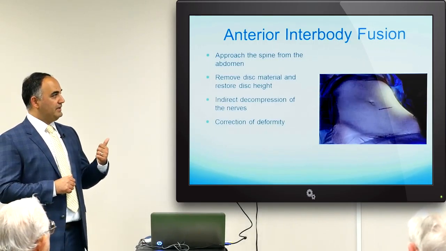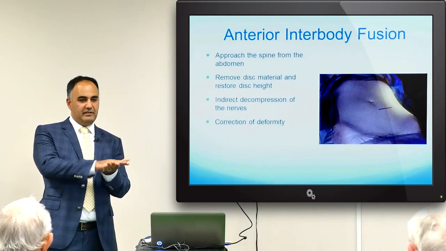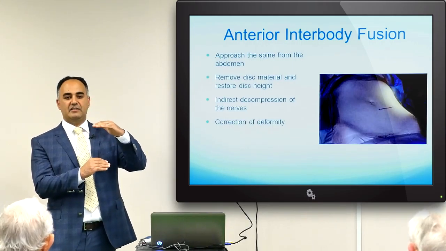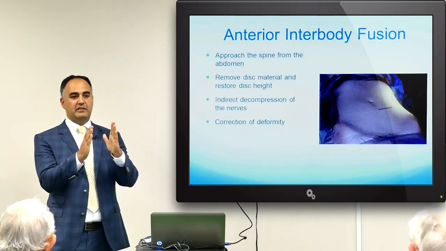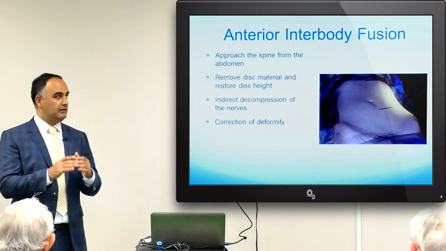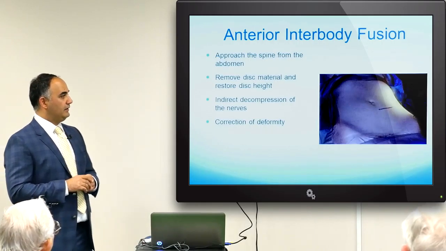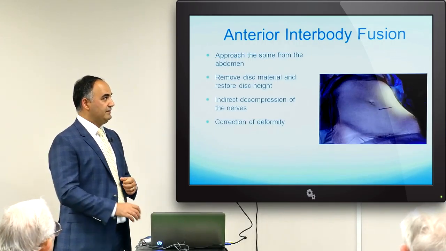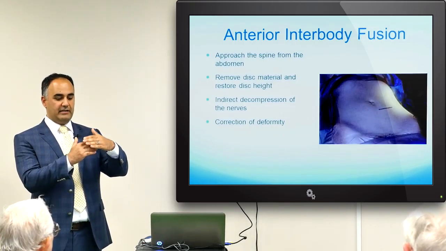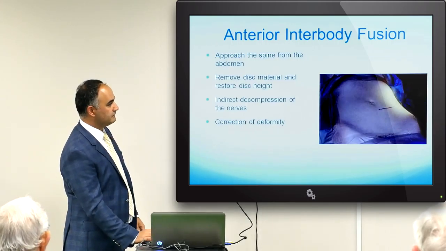And the thought process with the interbody fusions of anterior is that, again, remember with the disc space collapses. When the disc space collapses, those ligaments buckle. So if I can get that disc space back up to a normal height, those ligaments will go back to being taut again and can decompress those nerves indirectly. So you don't have to even mess with the nerves in the back. And that's our goal with these anterior interbody fusions. We want to correct any deformities, any scoliosis. We want to correct those disc heights and indirectly decompress the nerves.